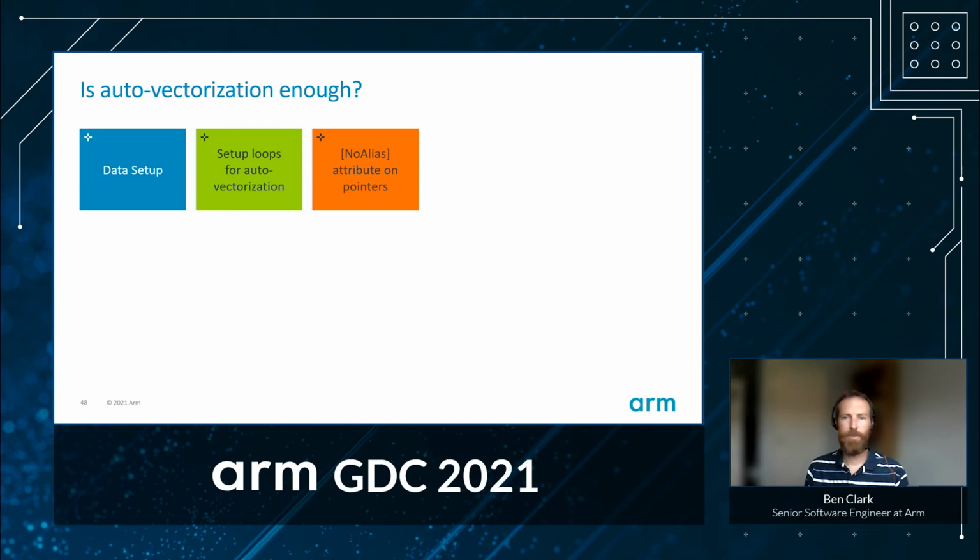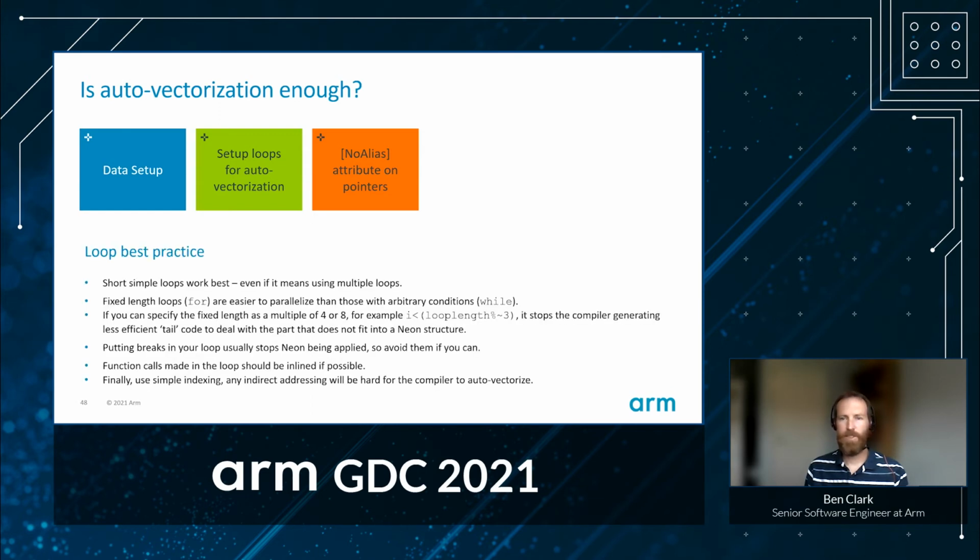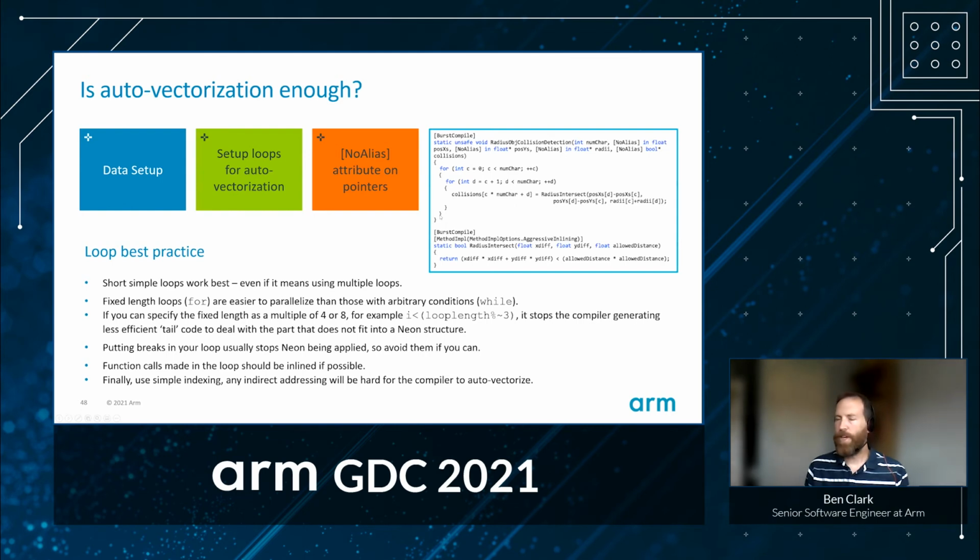But there are things we can do in the code to help that auto-vectorization: setting up our data and loops so that they are simpler to then turn into SIMD commands. I've got a short list of useful rules here, but to take you through an example, looking at this radius-based collision detection code, for data, x, y, and radius are split up and treated separately, which allows each of them to be vectorized more easily. For loop structure, there are two short for loops with simple addressing, no indirection, no breaks in the loops, and it has an inline function.